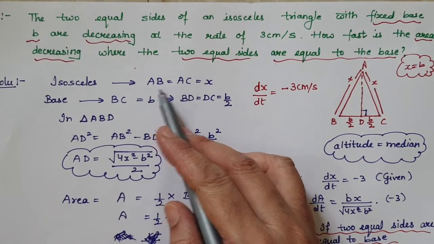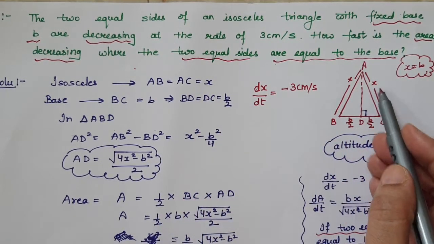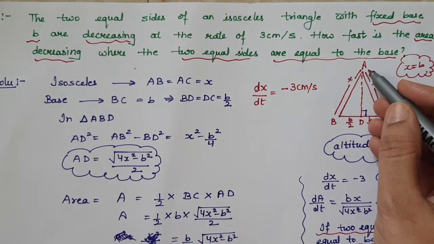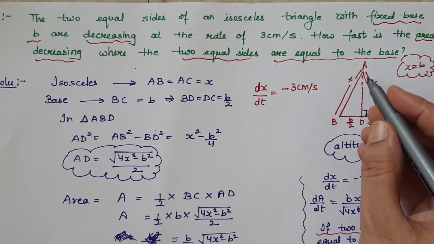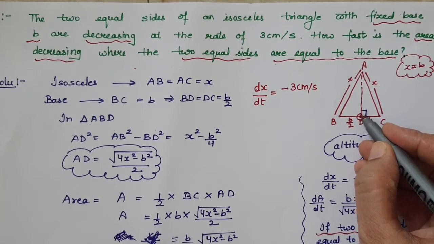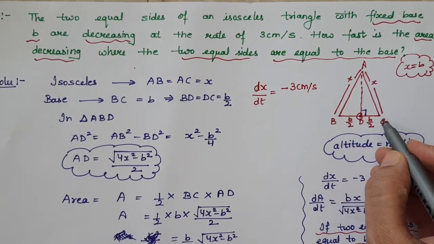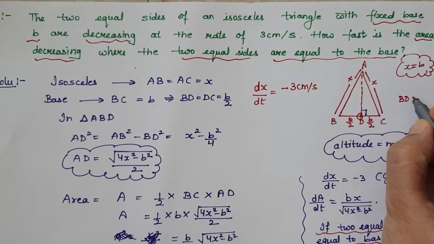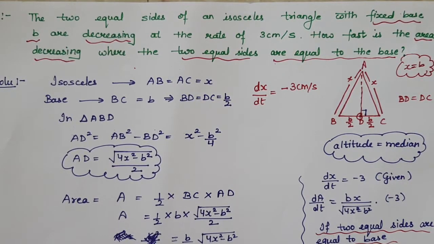As I have already assumed, AB and AC in triangle ABC are x. So these are x and this is b. Let me draw one perpendicular or altitude. Now we know that the altitude as well as the median for an isosceles triangle is the same. That means D will be the point where we get the right angle, as well as the midpoint of BC. In this case, BD will be equal to DC because ABC is an isosceles triangle. That is the reason.